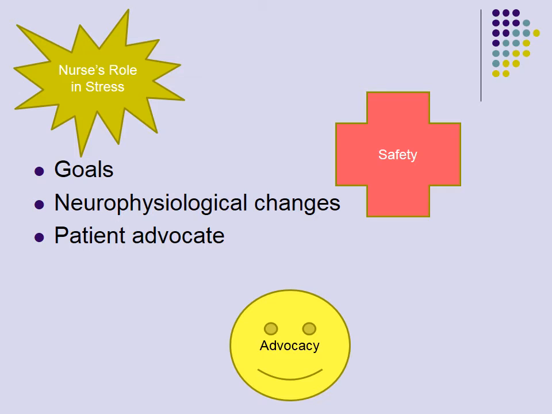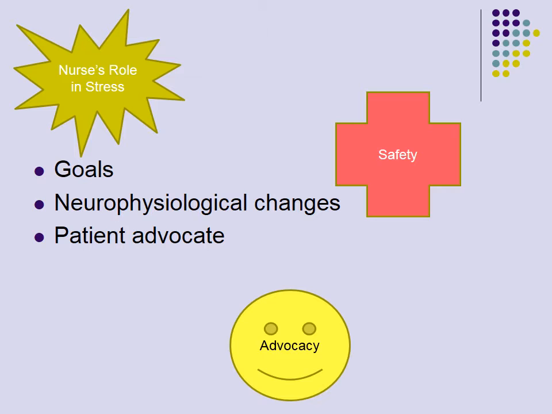So, what is our role as a nurse? Well, first off, what are our goals? Our major goal is to have safety. First priority, safety. We want to make sure that ourselves and our patients and the people that we are dealing with are safe. Is there any risk of harm to themselves? Is there any risk that the stress they're under will impact and they will harm someone else? So that would be your first priority.